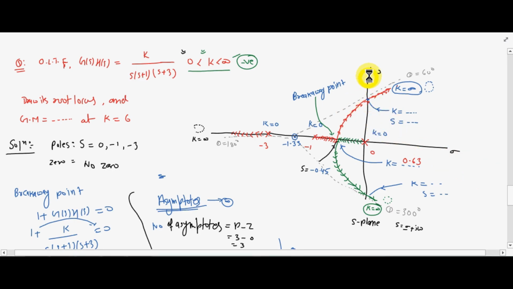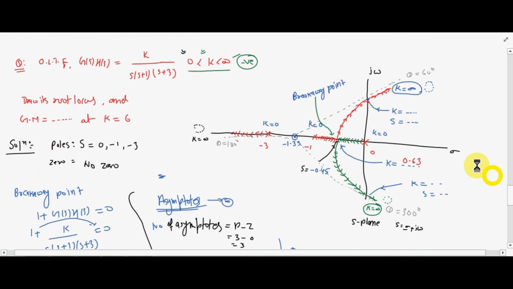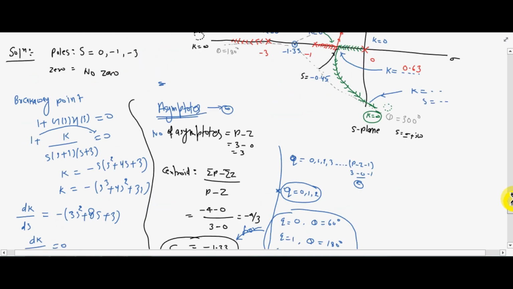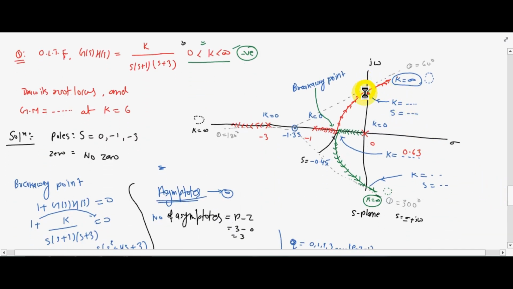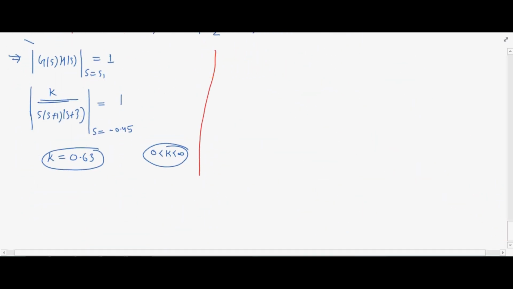Now to see here, the root locus is crossing the j omega axis. Since the root locus is crossing the j omega axis, we use the Routh-Hurwitz criteria, the RH table, to find the value of k at this point. At this point the system is marginally stable. Poles are located on the j omega axis, and the system is marginally stable.